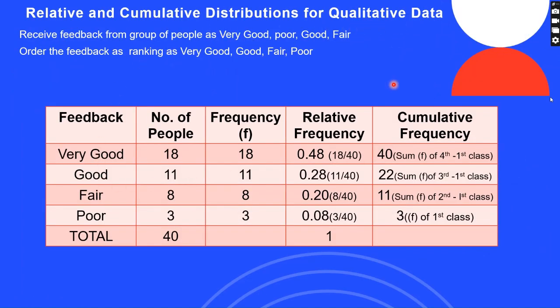Even we can construct the cumulative frequency for the qualitative data as usual the same. So you can get a frequency 8, 11, fair, good, poor. So we can take 40 people and we can get number of representation, then we get frequency. So same way 18 by 40 will be the relative frequency, 40 will be the cumulative frequency.